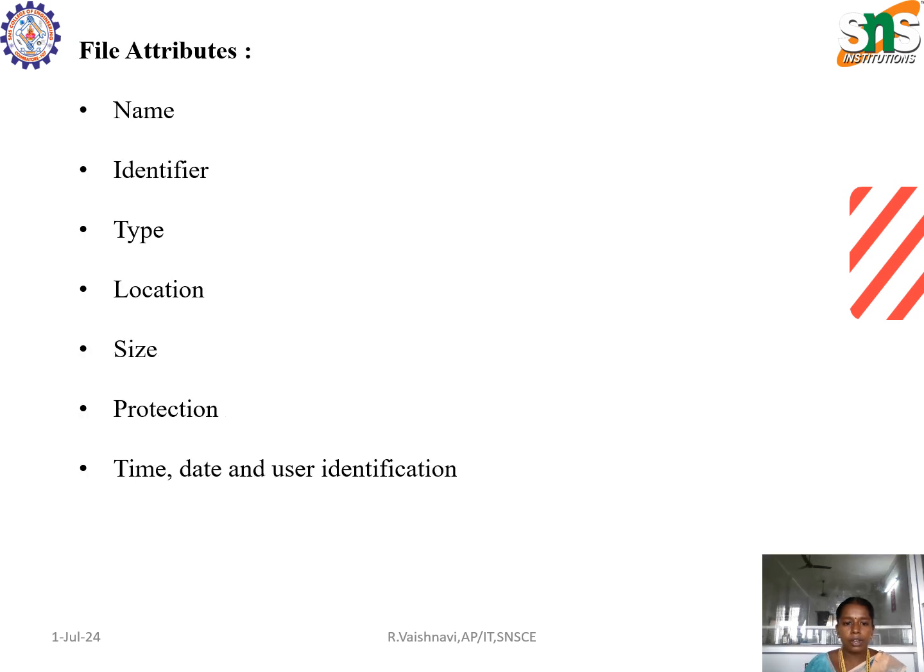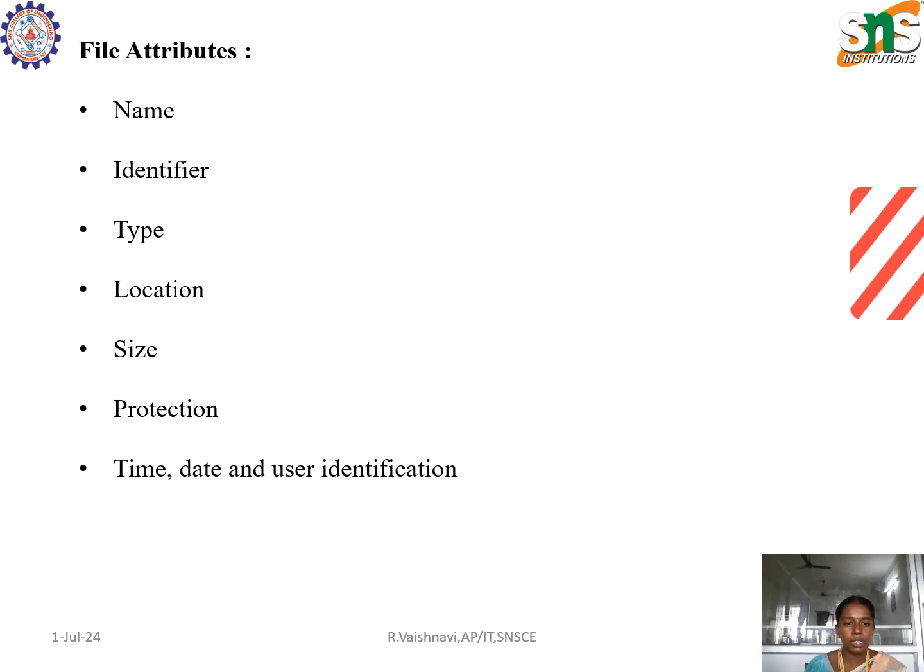Next one, file attributes. We have the 7 file attributes, that is name, identifier, type, location, size, protection, time, date and user identification. First one is name. Here we define the name of the particular file, and next one is identifier. In identifier, they have that unique identified ID of the file. Next one is type. Here we define which type and the type name of that file.